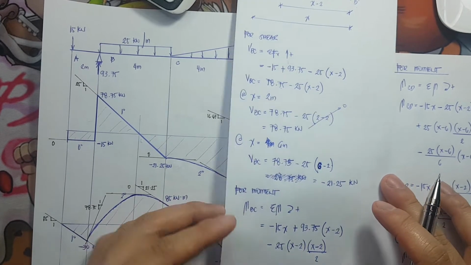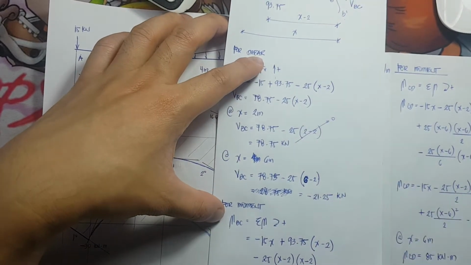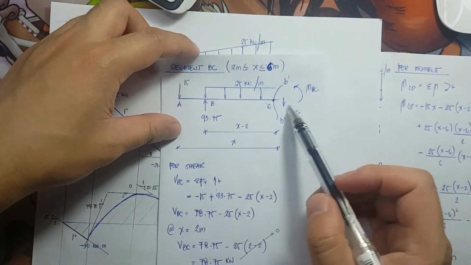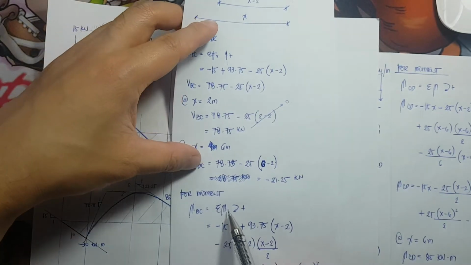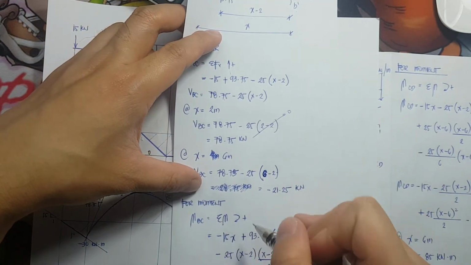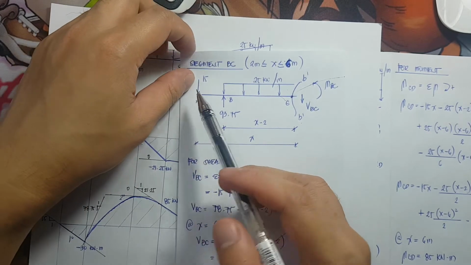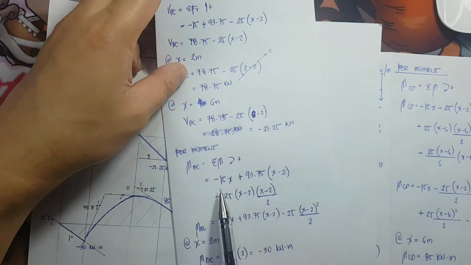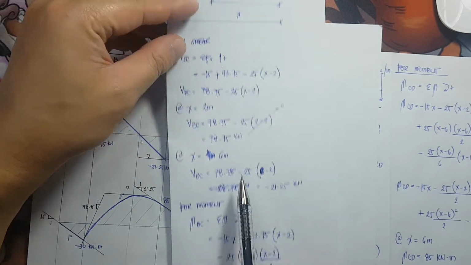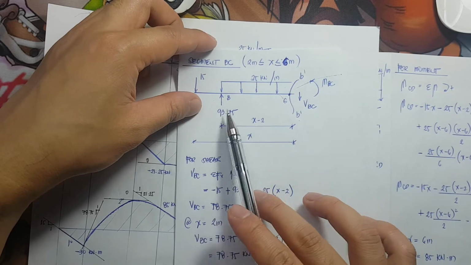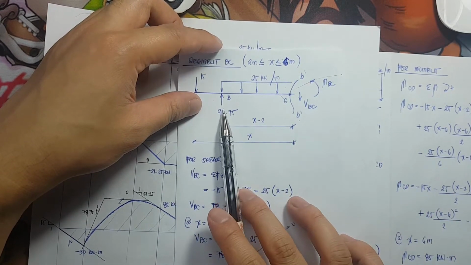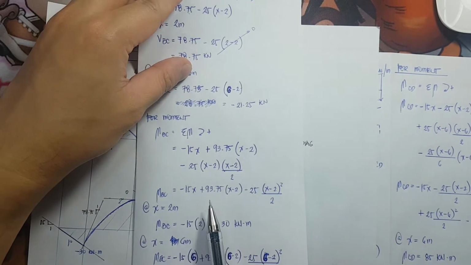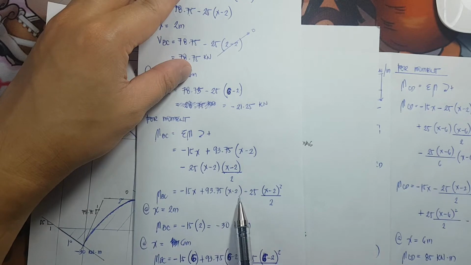Okay. Now, for the moment, this time, what are the forces that are going to rotate with respect to G? So, what are those forces? So, summation of moment with respect to G, clockwise rotating is positive. So, we have here 15 and it is rotating counterclockwise. It has a lever arm of x. So, that is negative 15x. Next, we have 93.75 that is rotating clockwise, therefore it is positive, and it has a lever arm of x minus 2. So plus 93.75(x minus 2).